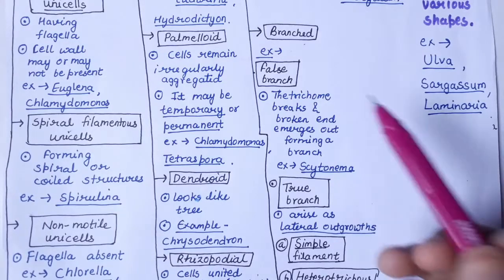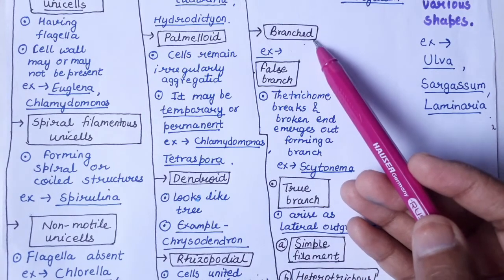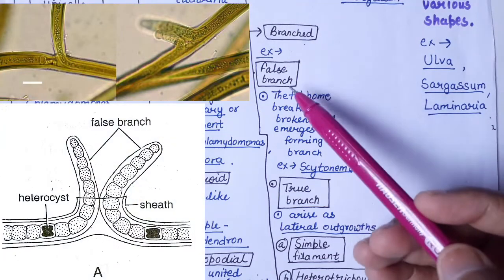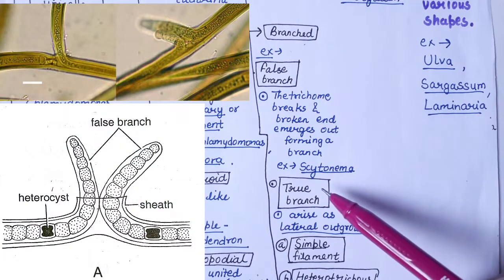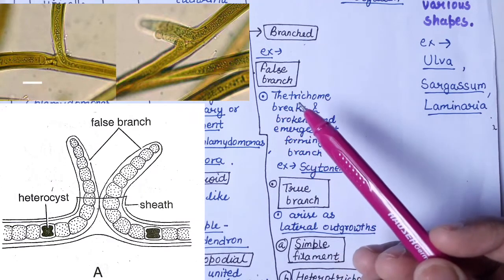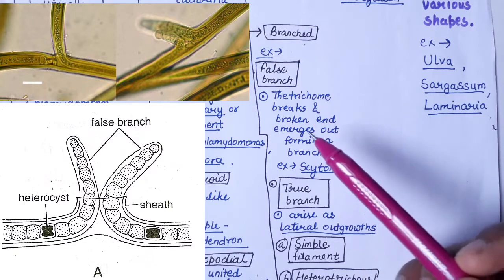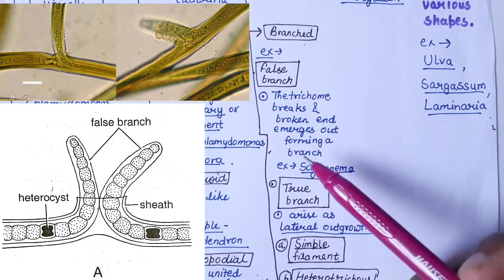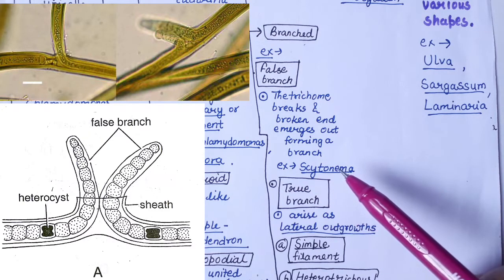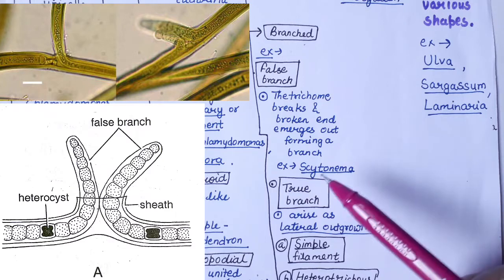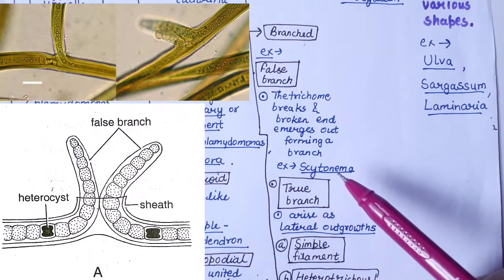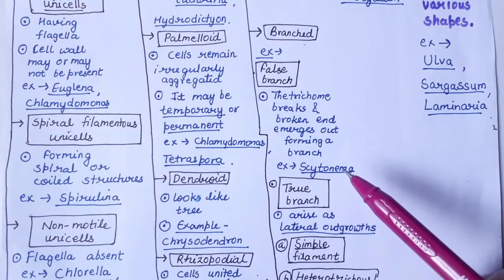Now coming to our next category in the filamentous form, that is branched filamentous form. It can be of a false branch type or a true branch type. In the case of false branch type, what happens? The trichome, which is the layer, breaks down and the broken end emerges out and forms a branch. An example here is Scytonema. In the case of Scytonema, the trichome breaks down and the inner end emerges out that looks like a branch. So this is your false branch example, Scytonema.